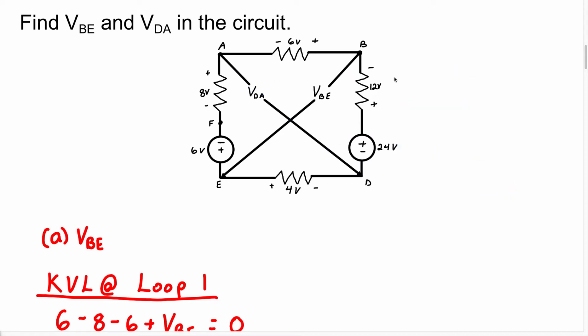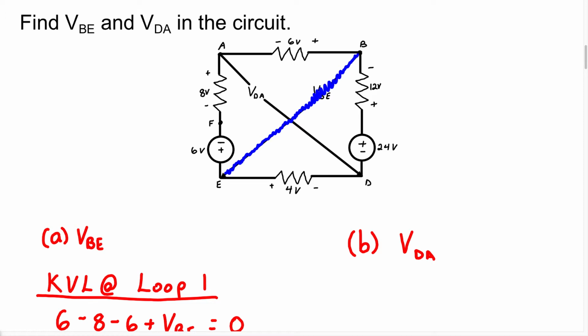Alright, now let's do part B. We know part B wants us to find the voltage across the terminals D and A. Okay, now we know that's going to be this wire right here. So because we know it's this wire, I'm just going to shade out the wire VBE, that way we can ignore it. So let me just shade that one out. You have to act like it's not there, right?